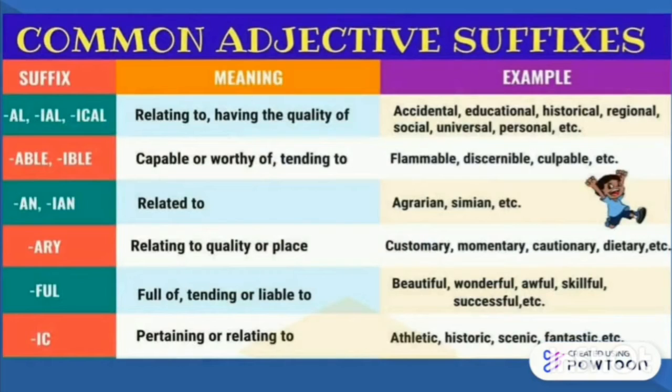First one is al, accidental, educational, historical. Next, able or ible, flammable. Next is an or ian, agrarian, simian. Next is ary, customary. Next one, ful, beautiful, wonderful, skillful, and so on. And the last is ic, athletic, historic, fantastic, and so on. And for example, reports suggest that 11 soldiers were killed by accidental fire from their own side.